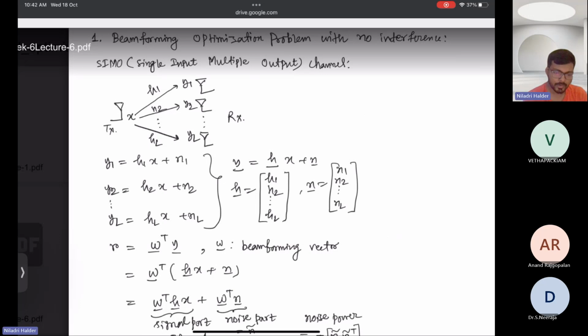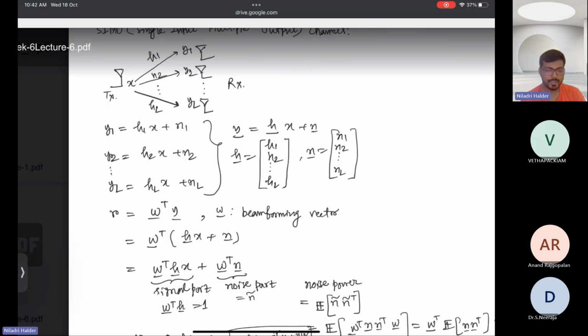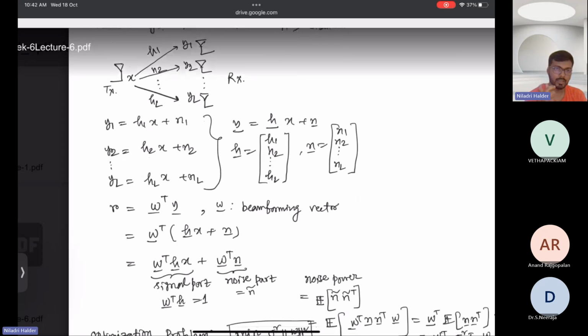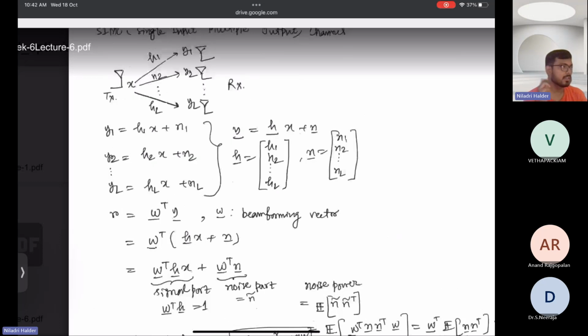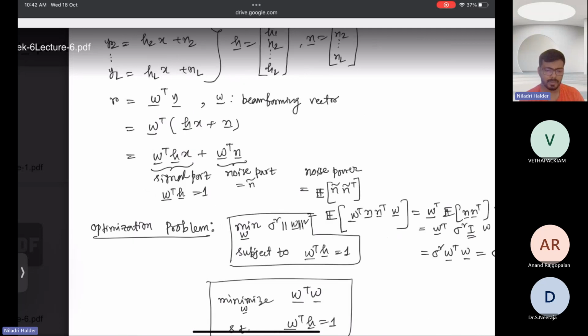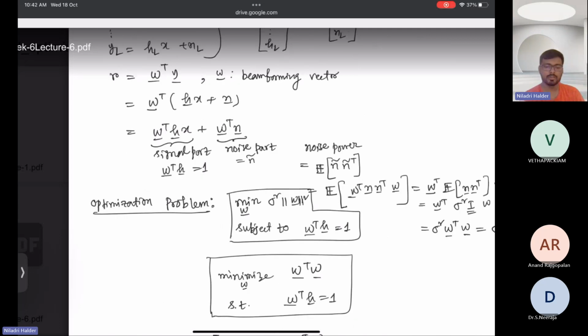Then the beamforming vector means that at the receiver end we will do something so that the noise power is minimized. That means the SNR, signal power to noise power, is maximized. That is the optimization problem. So that is done here: minimizing the noise power subject to y transpose h equal to 1.